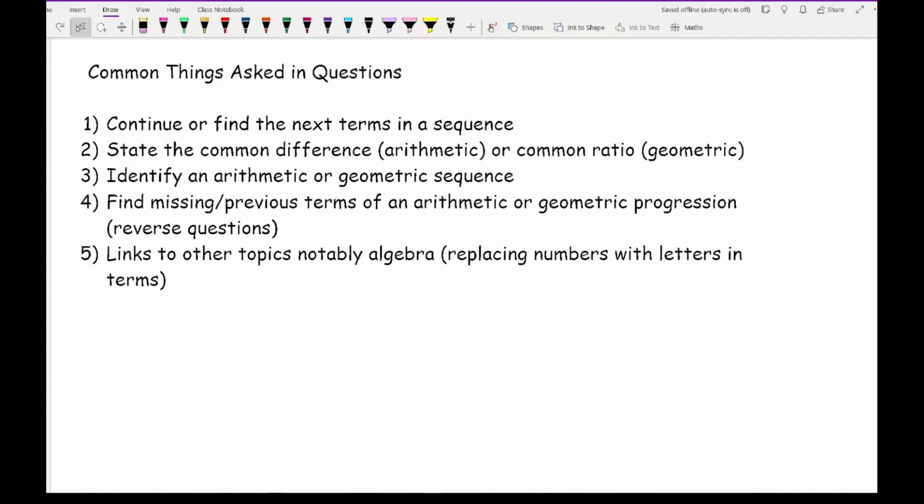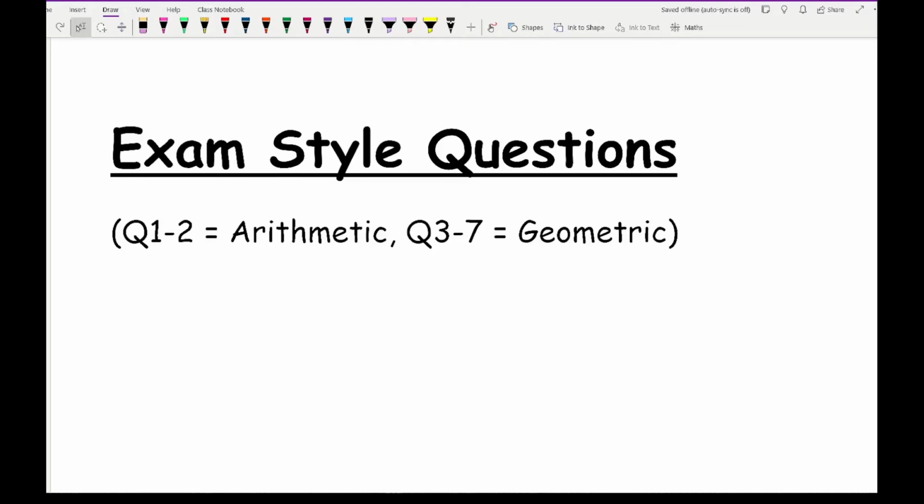And there's also going to be links to other topics, notably algebra, replacing numbers with letters in the terms. So let's have a look at some exam style questions taken from some AQA past papers.